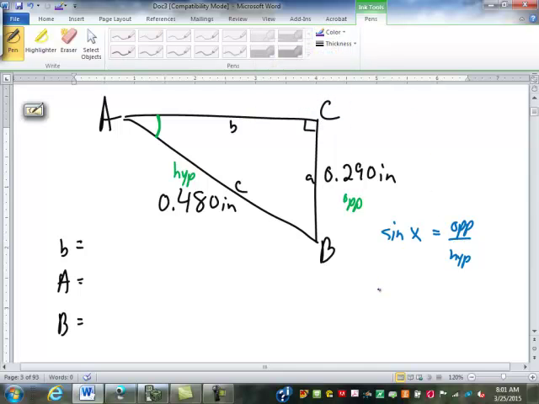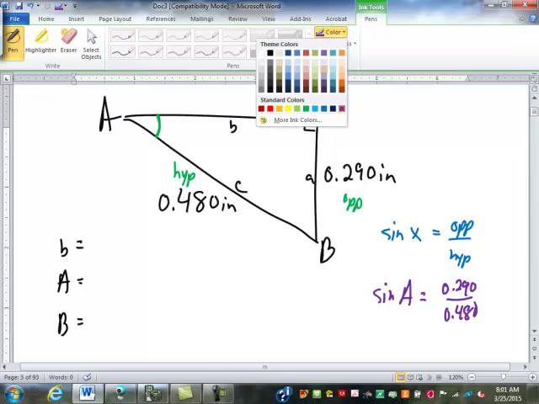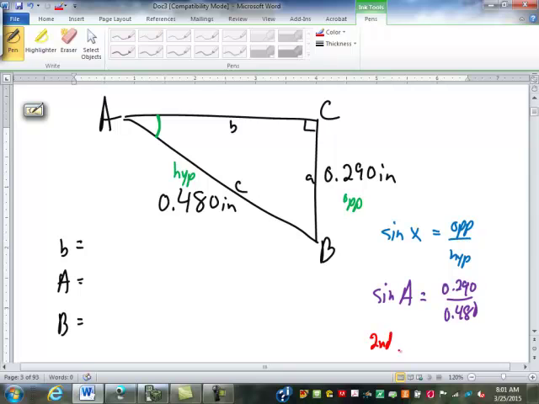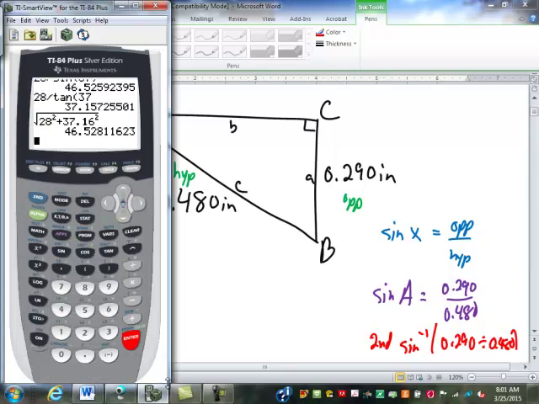Fill in our information. Do we know the angle? No, that's what we're looking for. It's angle A. Opposite, 0.290, hypotenuse, 0.480. I'll make that look like a 9. So now in this case, we're looking for the angle, which means we have to do second sine. So what we're going to type in is second sine of 0.290 divided by 0.480. And of course, we could leave the zeros off if we wanted to. Can't leave the 9 off, though.